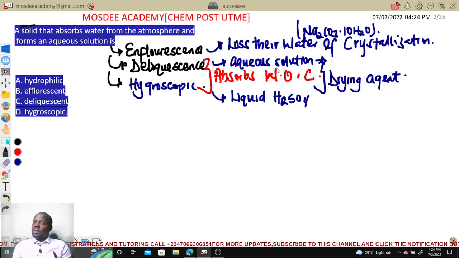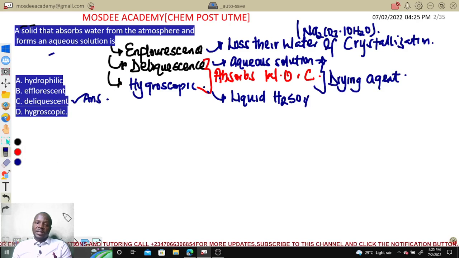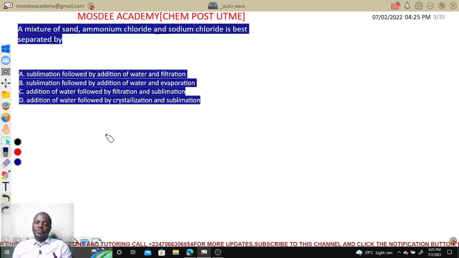So now keep it in mind, those that absorb water to form aqueous solutions are the deliquescent, whereas hygroscopic substances absorb water, but it is not enough to form that. So we are going to go with this as the answer to that question. So I hope you understand that. It's a basic question, like I said, and we move to the third one.